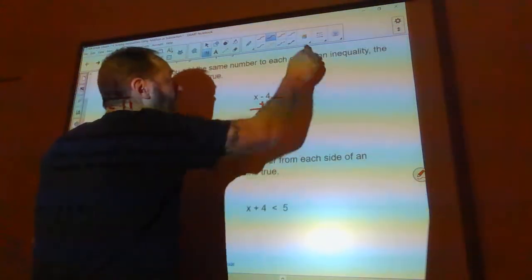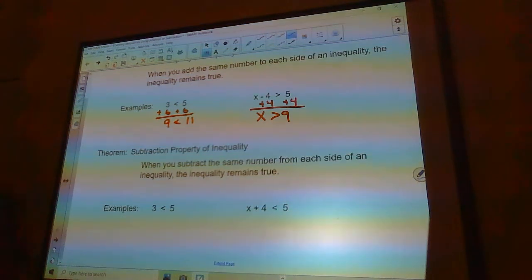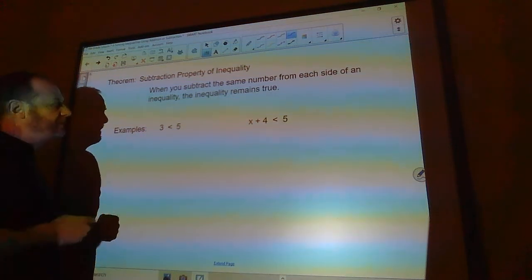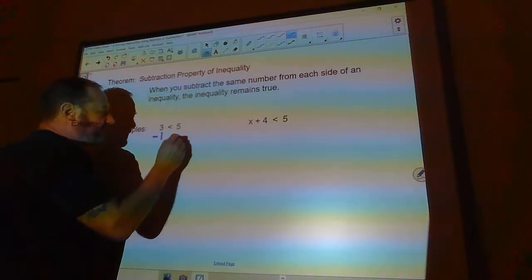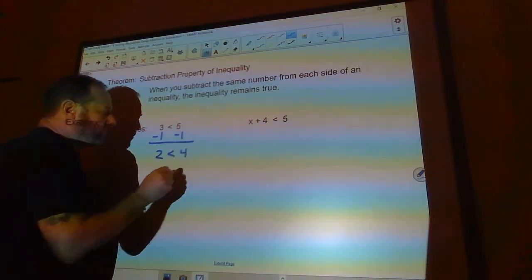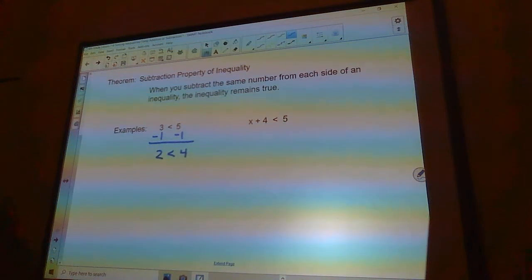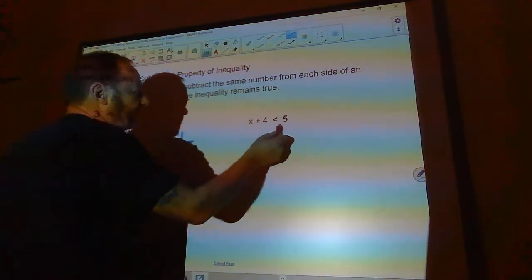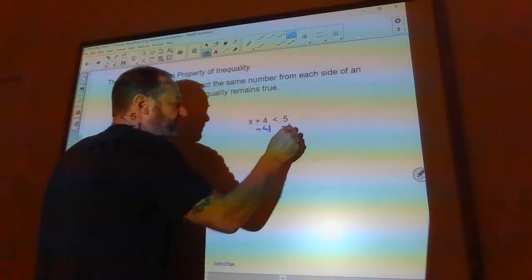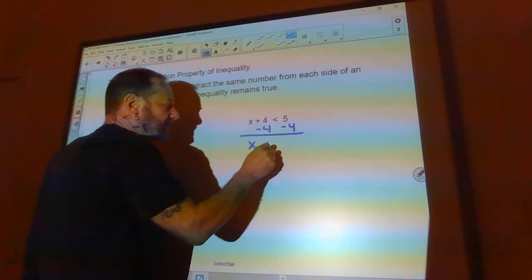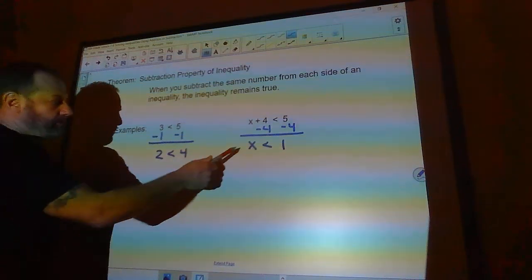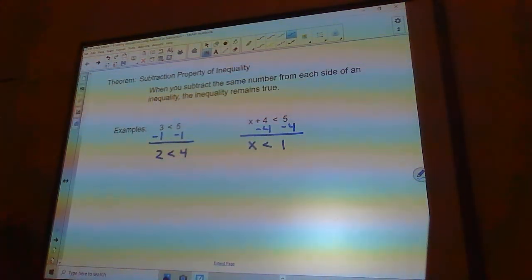Subtraction property of inequality works the same way. When you subtract the same number from each side of an inequality, the inequality still remains true. Okay, so here, 3 is less than 5. If I subtract 1 from both sides of this, I'm going to get 2 is less than 4, which is still true. So in this case of an inequality right here, if I wanted to subtract 4 to solve this from both sides, I would get x is less than 1. This is the same inequality as this is, it just looks different.